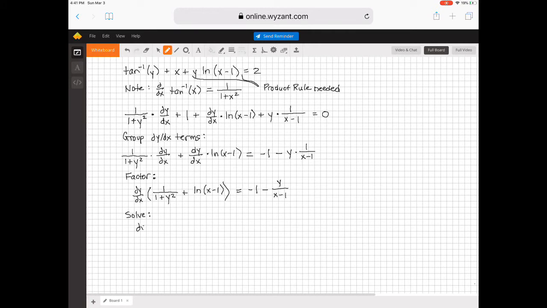We're now ready to solve for dy dx. All we have to do is divide both sides of the equation by the large expression that had been in parentheses on the left-hand side. That leads us to our final answer of dy dx equals this expression on the right-hand side.